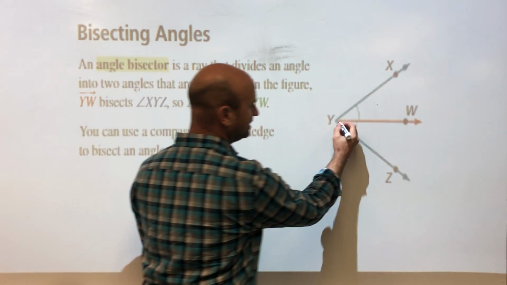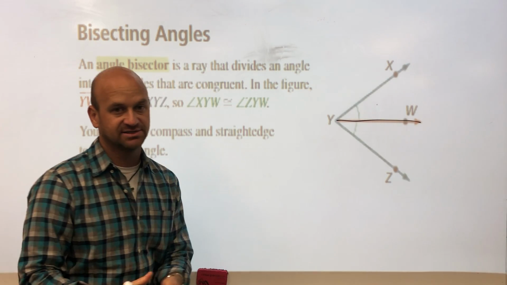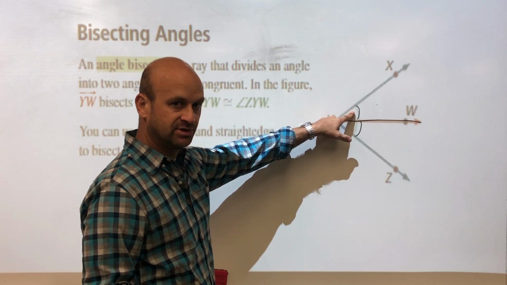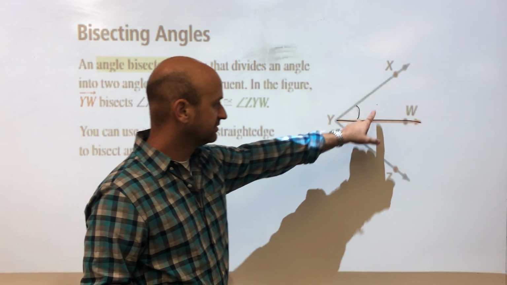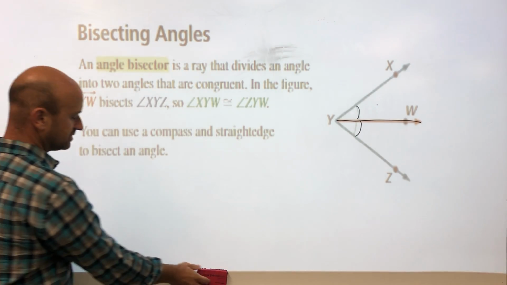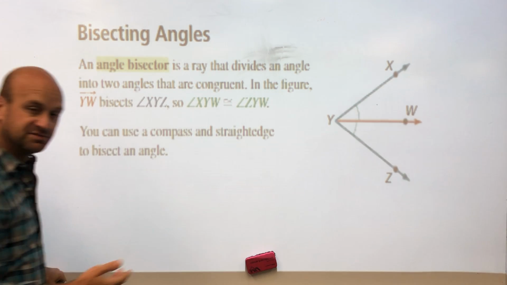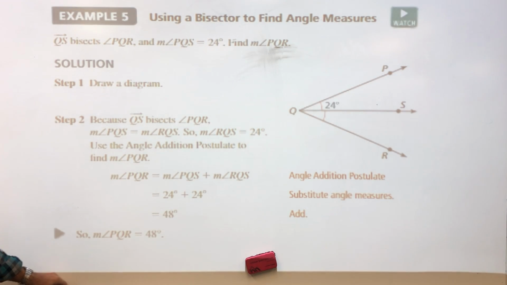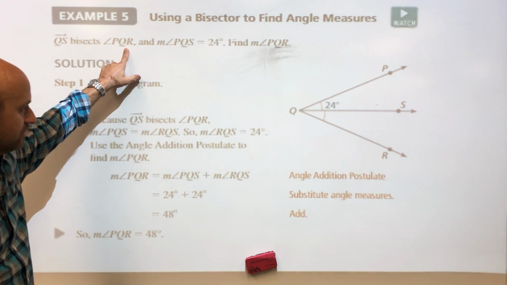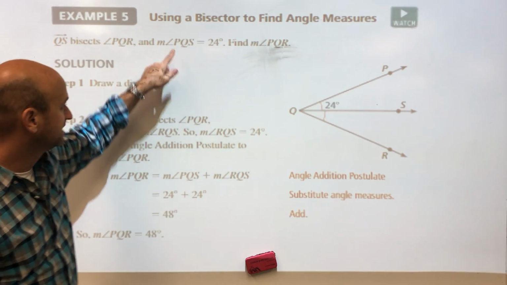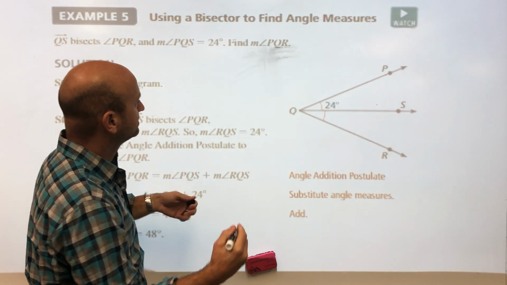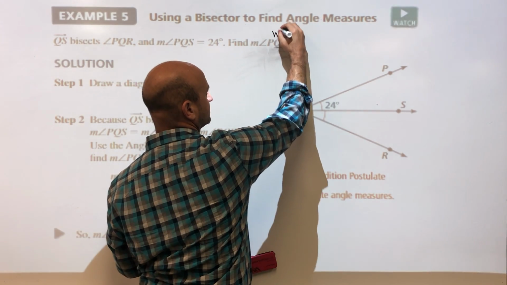So in this picture here, this ray is the angle bisector, and it creates two congruent angles. So in this case, this angle is equal to this angle. So this part is 40, the bottom part is 40. And then we're going to use the same properties, solving with equations. So for example, we have something similar here, that if it tells us QS bisects this angle, right? So that means the top and the bottom are the same, and then we have PQS. PQS is the top, that's the part. So they want you to find PQR. PQR is the whole thing.